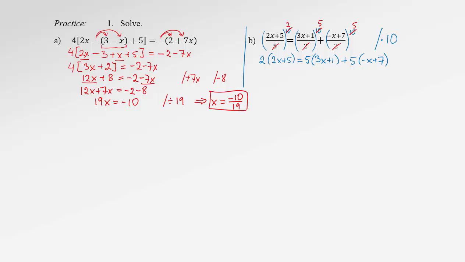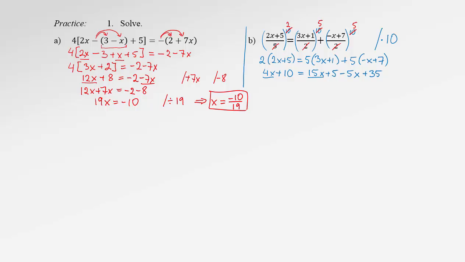Now we have nearly the same stage as the example before. So we need to work out through all those brackets. 2 times 2 is 4x plus 2 times 5, distribution rule, right? 2 times 5, 10. 5 times 3, 15x plus 5 times 1 is 5. And then it's minus because it's plus 5 times negative 1, so it's negative 5x. And 5 times 7, 35.